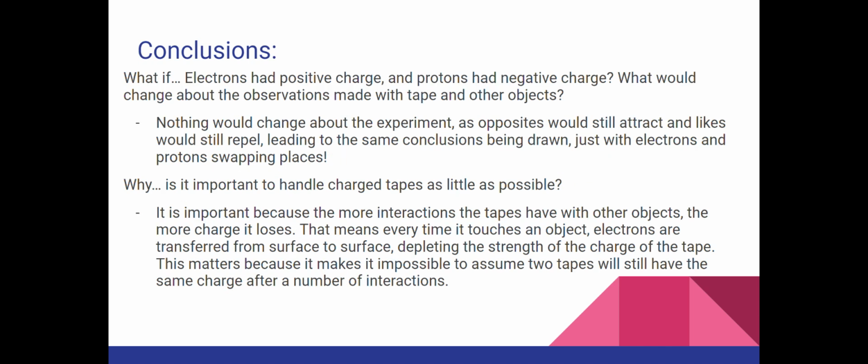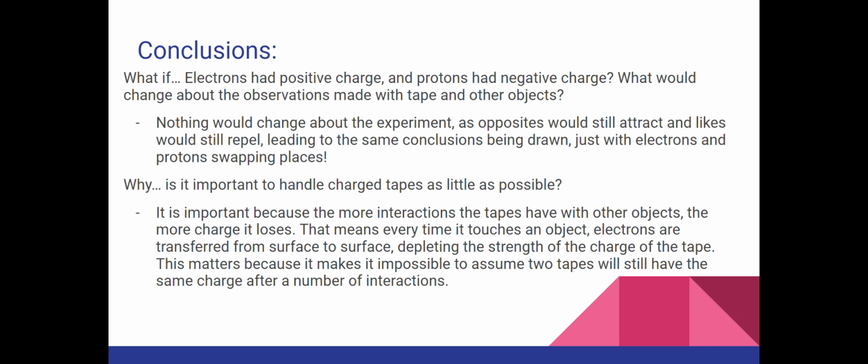What if electrons had positive charge and protons had negative charge? What would change about the observations made with tape and other objects? Nothing would change about the experiment, as opposites would still attract and likes would still repel, leading to the same conclusions being drawn, just with electrons and protons swapping places. Why is it important to handle charged tapes as little as possible?